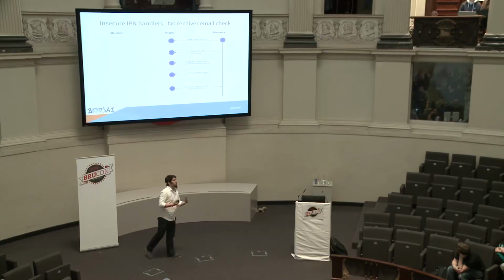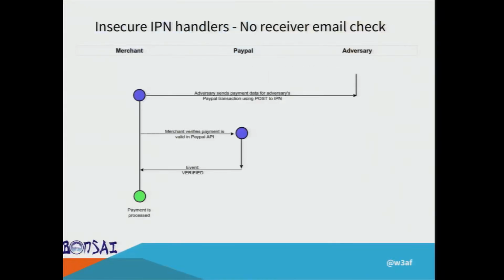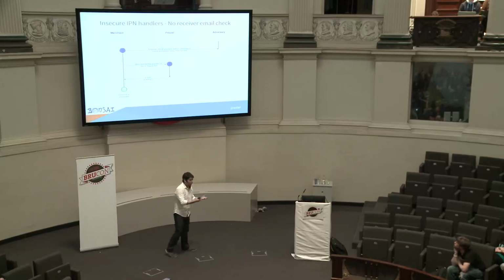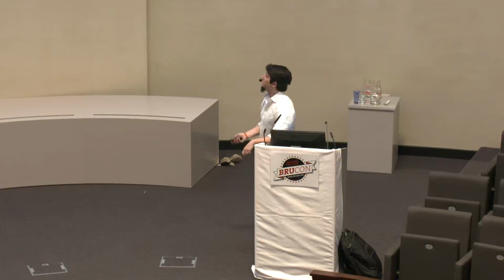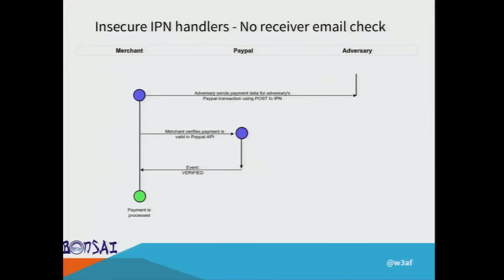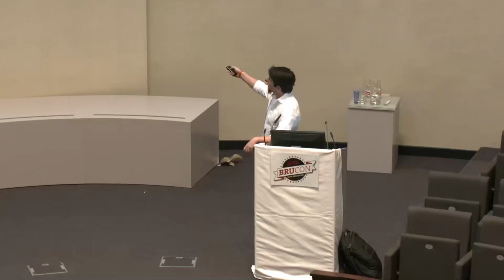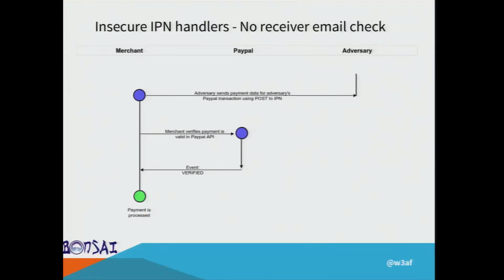The attacker receives that information, and he sends it back to the merchant. That should be the other way. So the adversary sends the information that he got for his merchant, all the event for his merchant, and he sends it back to the vulnerable IPN handler. Because the IPN handler is not verifying the receiver email, what's going to happen is that it will send back the information to PayPal, and the event is going to be verified, and the payment is processed.